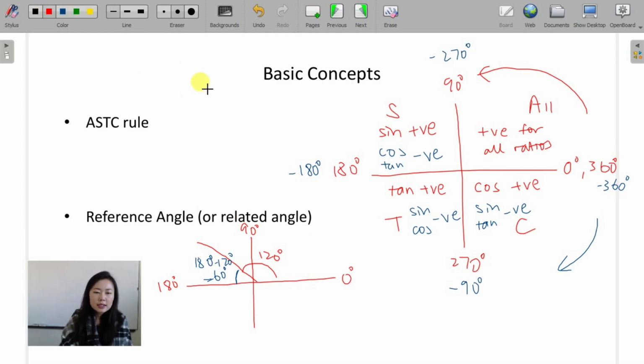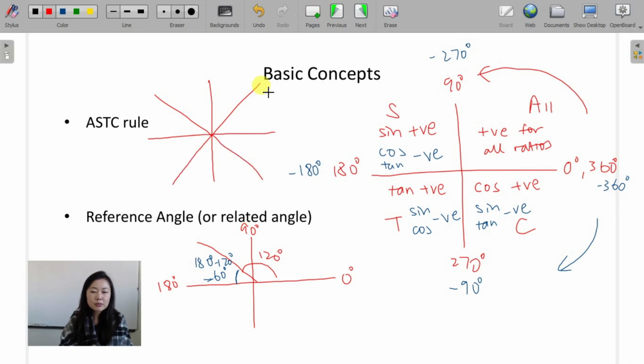Let's think about all four quadrants, and I'm going to take the same example. Let's think about 60 degrees, 120 degrees, 240 degrees, 300 degrees. They all have the same reference angle, 60 degrees. The reference angle in the first quadrant is that angle there. The reference angle in the second quadrant is this one. That's the third one, and that's the fourth one. So those are the reference angles in the four respective quadrants.